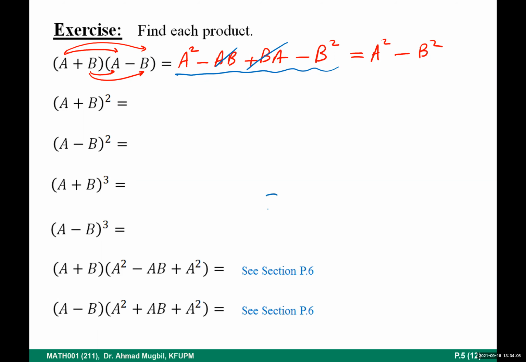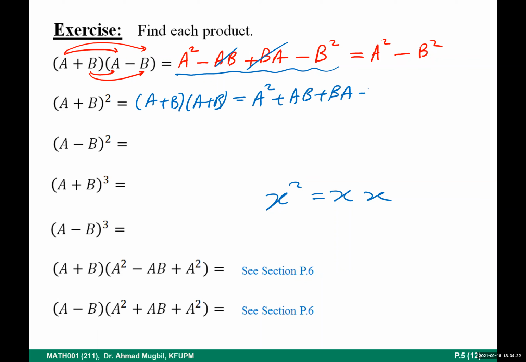In fact, what is x squared? x times x. So in fact, this is a plus b times a plus b. And what will this be? By using the FOIL, it will be a squared plus ab plus ba plus b squared. ab is the same as ba, the multiplication is commutative. So it will be a squared plus 2ab, because both of them are positive, plus b squared. And here we are.